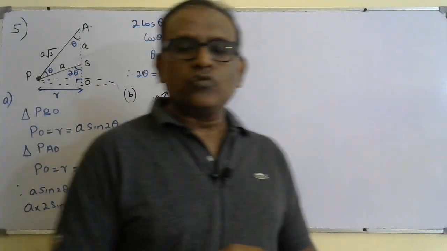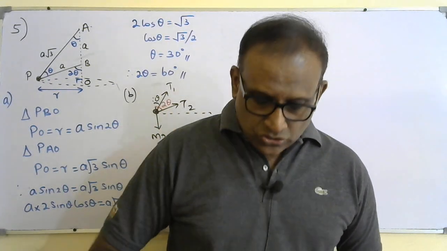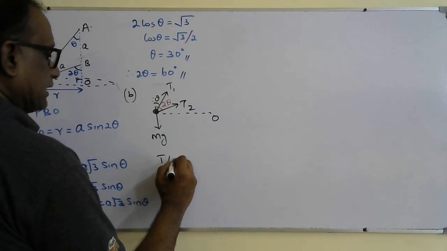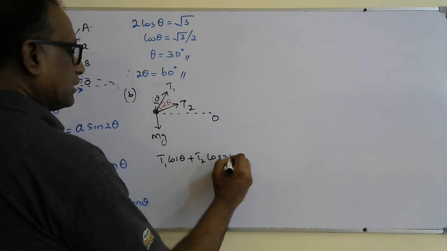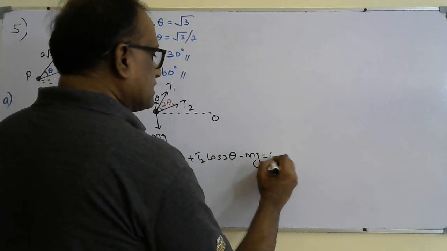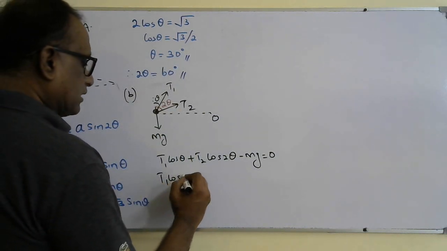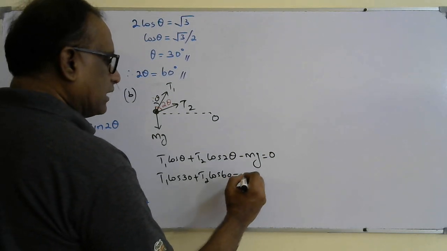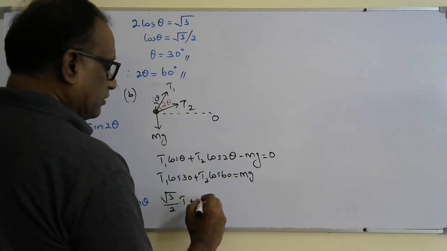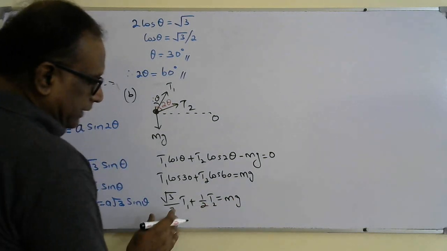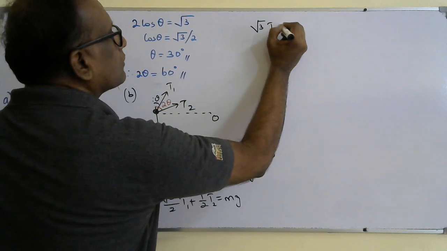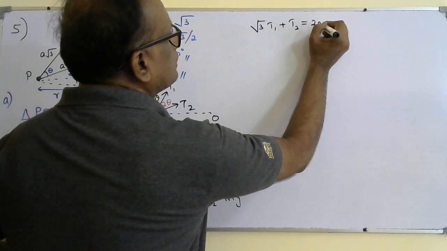Since the particle is moving on a horizontal circle, there is no vertical displacement, so the vertical resultant force must be equal to 0. We resolve all the forces in the vertical direction: T1 cos theta plus T2 cos 2 theta minus mg equal to 0. But we know theta equals 30, so T1 cos 30 plus T2 cos 60 equal mg. Cos 30 is root 3 by 2, cos 60 is half. We bring it to a standard format: root 3 T1 plus T2 equal 2 mg, the first equation.